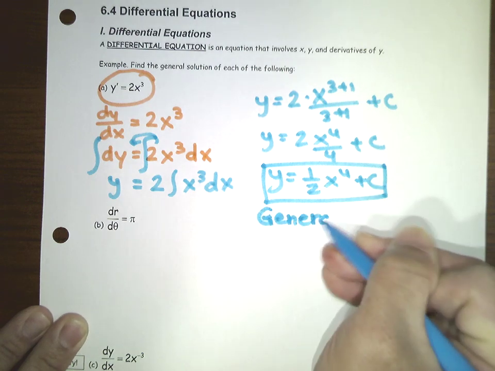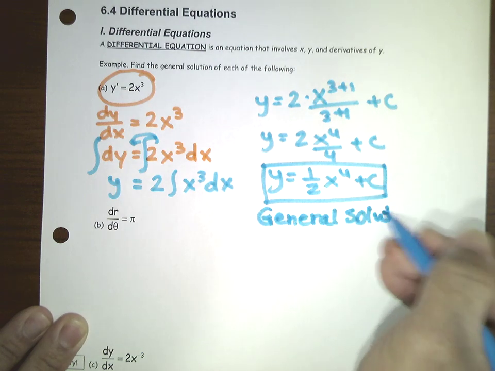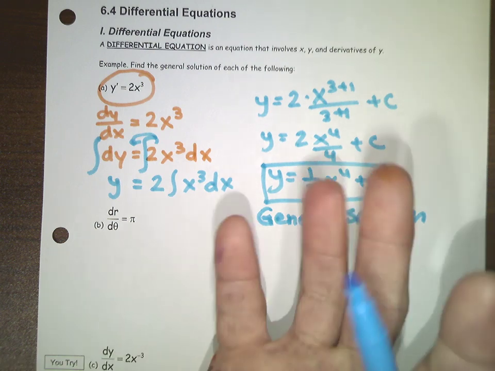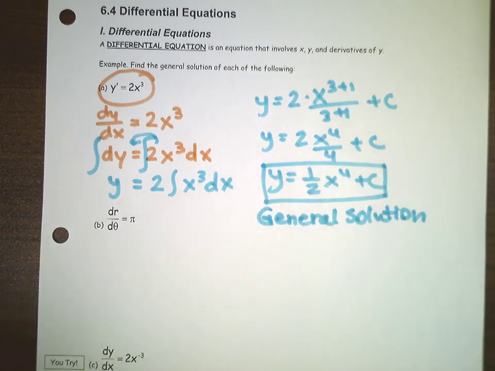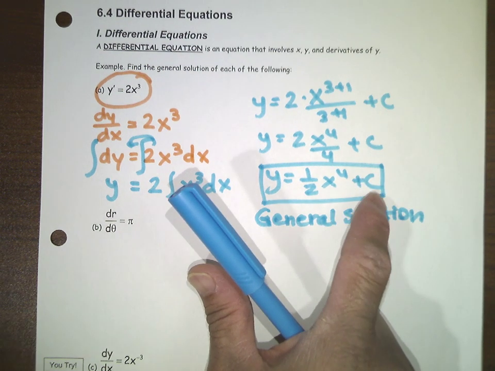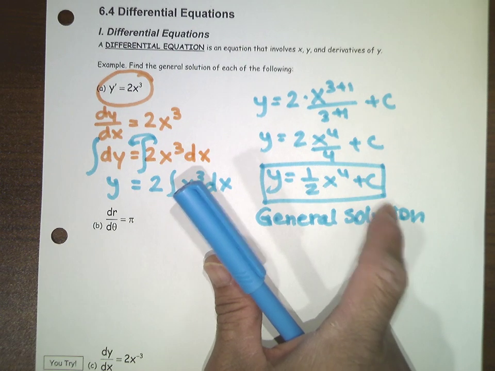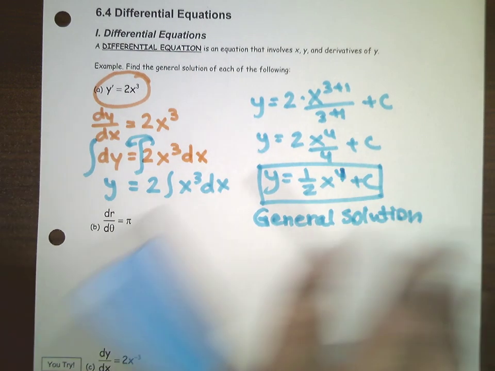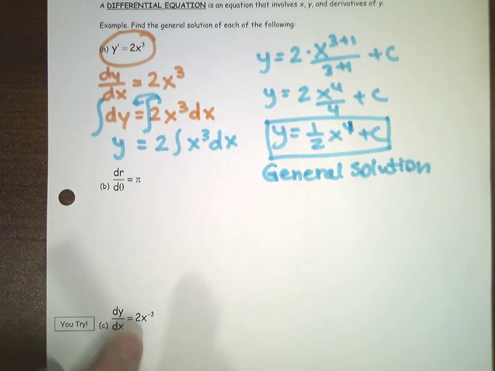This is called a general solution, meaning that I actually do not know what the solution is for some initial value of x. I don't know what this constant c is. So that's what I mean by a general solution: it's a solution for all of these values of c.